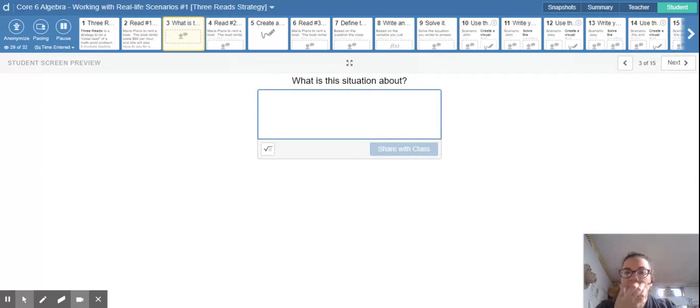So I remember from what I just read, Maria is renting a boat, and she has $280 to spend, I think. So it's just a quick, like, what is it about? It's about a boat rental, and it's about money. It's not about skiing. It's not about basketball. So you're just giving a quick sentence about what was the gist of what you just read or heard in that first read. All right, so we move on to the second read.